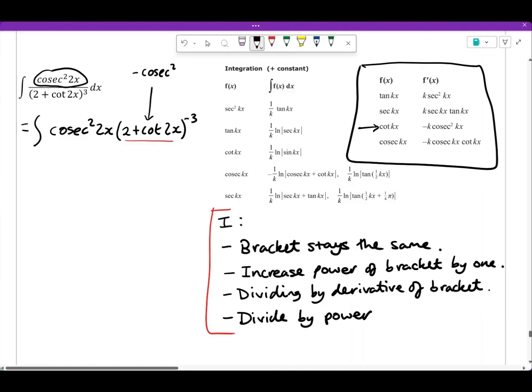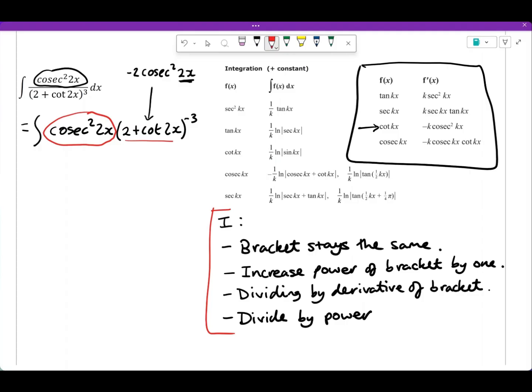The angle stays the same, so it's going to be 2x. But I also need to differentiate my angle, which gives me 2, and I need to multiply by it. So I'd actually get a negative 2 in front instead. Now, if we compare that to what is written in front of our brackets over here, you can see they are numerical multiples of each other. They've both got cosec squared 2x, and they're both multiplied by numerical values otherwise. So they're numerical multiples, so we can do our reverse chain rule.